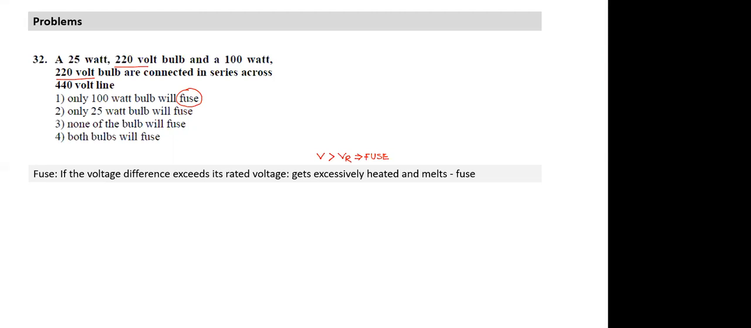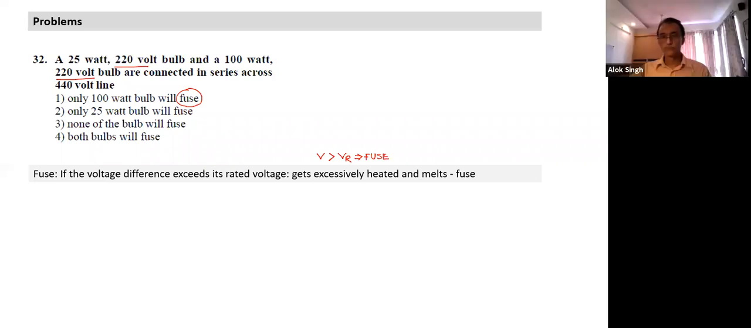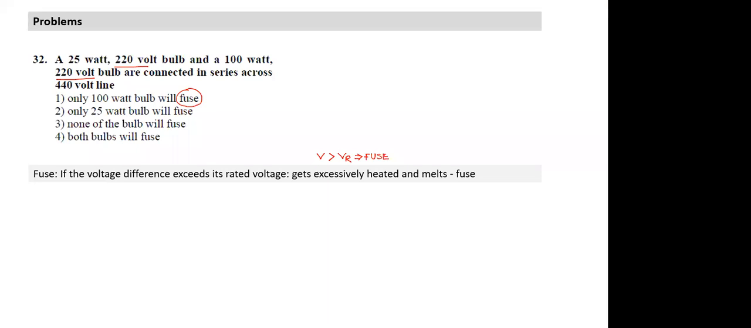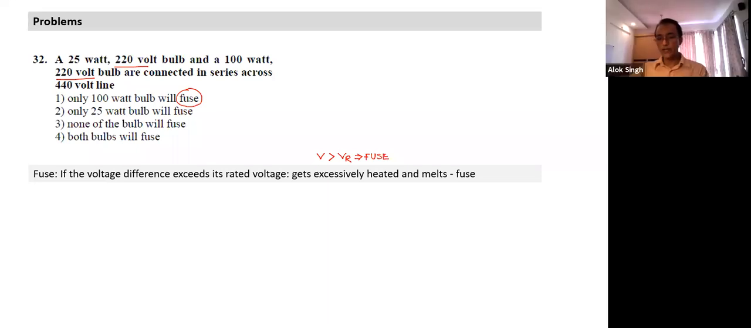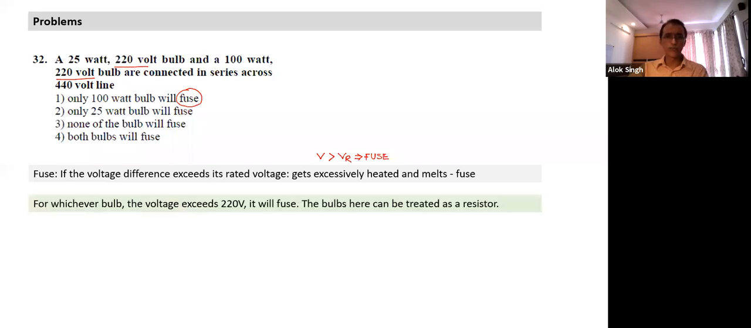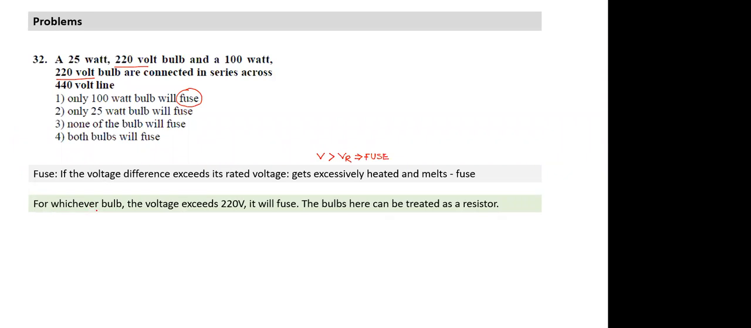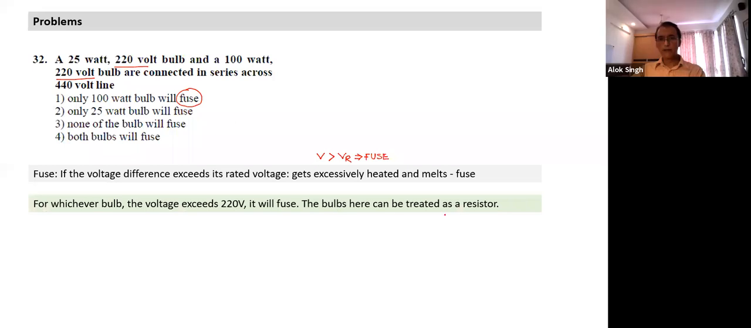Sir, I found the resistances of both, and then the potential will be divided in direct proportion to the resistance. So one way of dividing the potential is to find the resistance. There are a number of ways of solving, shorter ways and longer ways. Our logic is that whichever bulb's voltage exceeds 220 volts will fuse. Here the bulbs can be treated as resistors. Though it is a bulb, a bulb is nothing but a resistance.